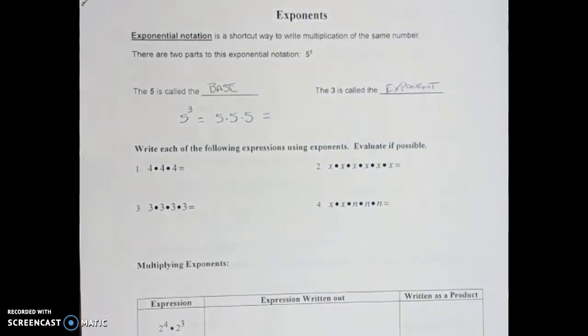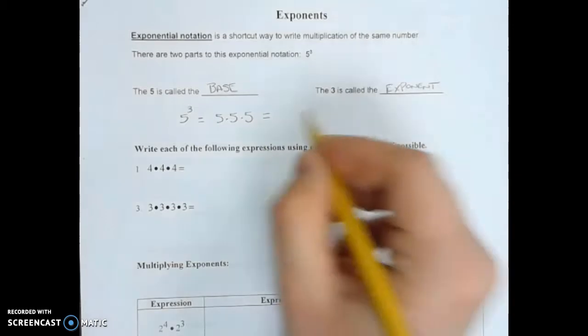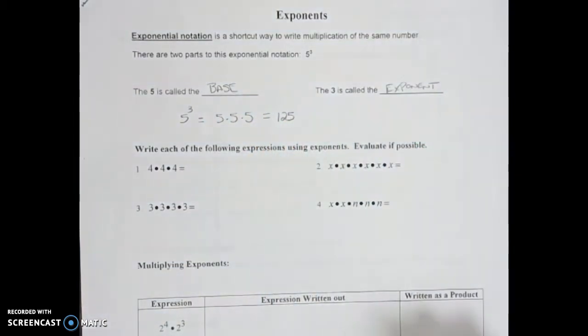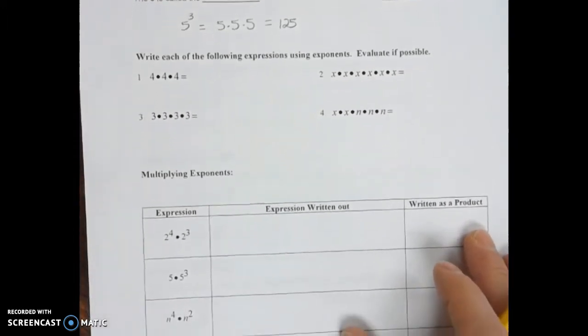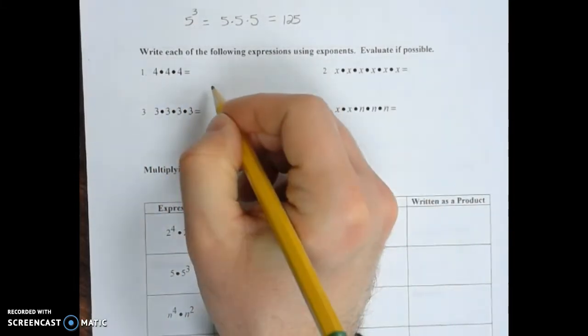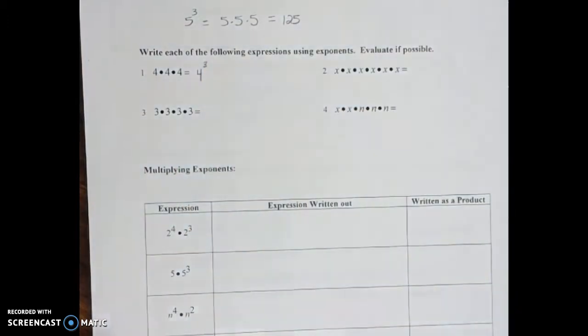And then when we evaluate the expanded form, we actually do the multiplication. 5 times 5 is 25. 25 times 5 is 125. In examples 1 through 4, we're going to write each of the following using exponents. In the first example, I have the number 4 multiplied 3 times in a row, so it's going to be a base of 4 with an exponent of 3.